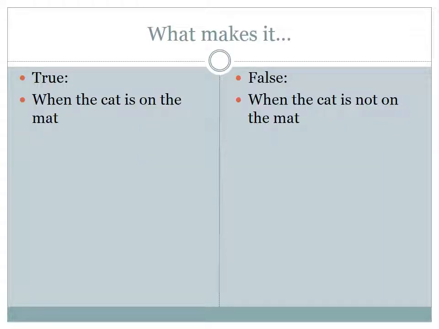Of course, what makes the sentence true is if the cat is on the mat. When you say the cat is on the mat and the cat is on the mat, you have said something true. When the cat is not on the mat, you have said something false. That's really all there is to it. That's the entire concept of truth. It doesn't actually get any more complicated than that, but of course, people like to make it complicated.